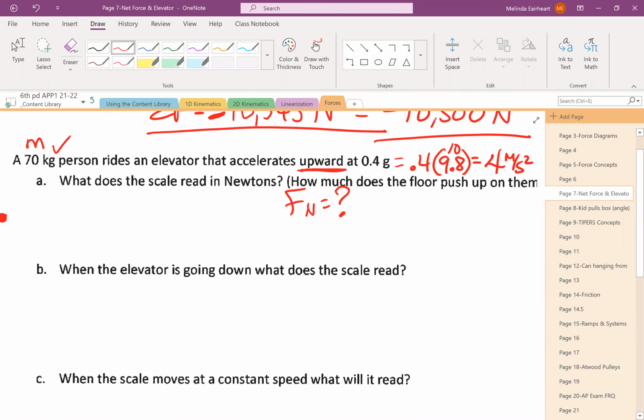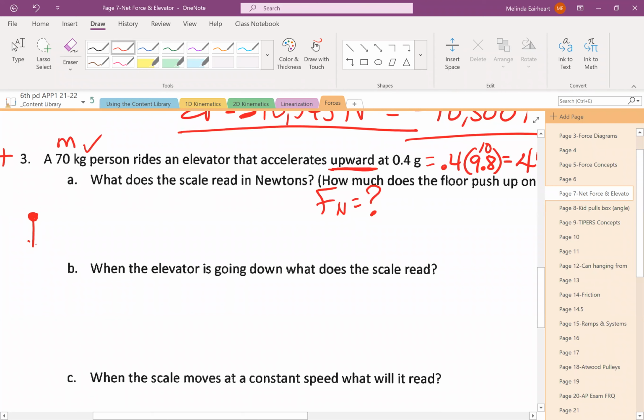Okay, so diagram. We've got weight down. And as you accelerate upwards, if acceleration is upwards, that's the positive direction. Won't we also have a net force in the positive? Remember Newton's second law, Fnet equals ma. Mass doesn't have a sign. And so if you have a positive acceleration, you better have a positive unbalanced resultant force.